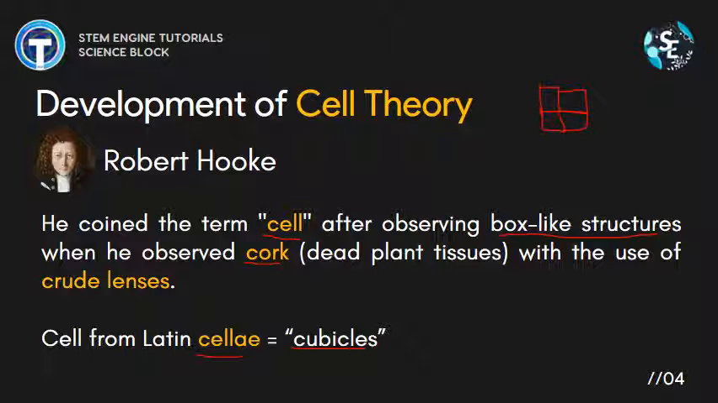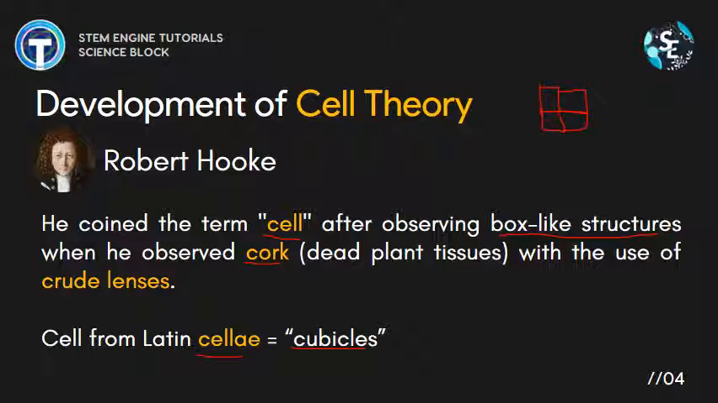So first, we have Robert Hooke. So ano ba ang contribution or ano bang ambag ni Robert Hooke sa cell theory natin ngayon? So isa siya sa mga pinakaunang tao na nag-aral tungkol sa cell because he coined the term cell after observing box-like structures when he observed cork. So yung cork, alam naman natin, yun yung nakikita natin na takip sa mga bote ng wine. And these cork are made up of dead plant tissues na pinatigas.